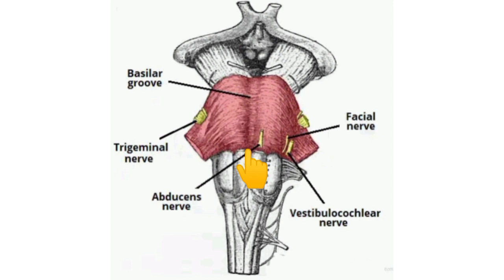Several cranial nerves originate from the ventral surface of the pons. Number one is the trigeminal nerve, which originates from the lateral aspect of the mid-pons. Number two is the abducens nerve. The abducens nerve originates from the pontomedullary junction close to the midline. Number three is the facial nerve, which originates from the cerebellopontine angle, which is the more lateral aspect of the pontomedullary junction. And number four is the vestibulocochlear nerve that originates laterally to the facial nerve.